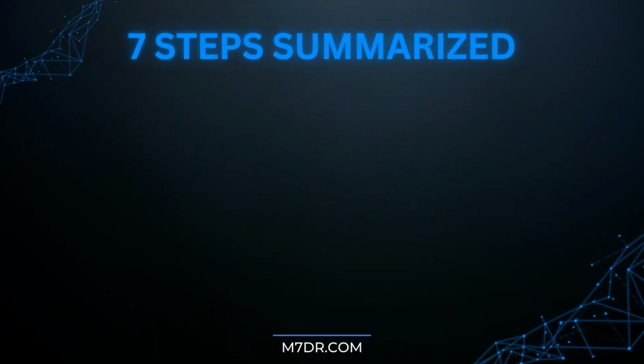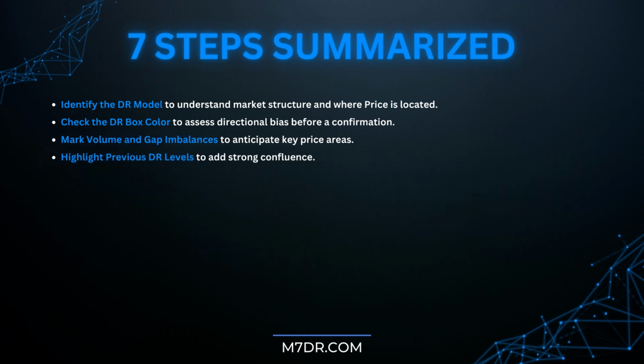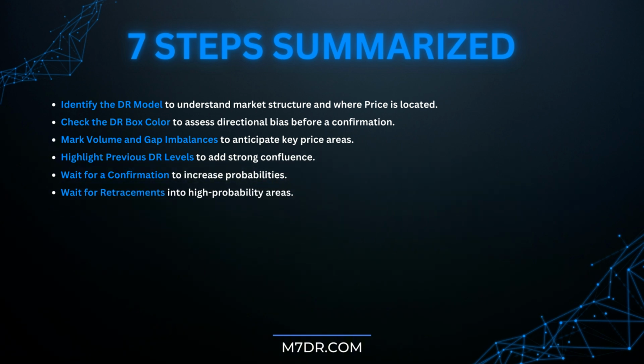Let's summarize the 7 powerful steps for better trade outcomes with DR IDR. 1. Identify the DR model to understand market structure and where price is located. 2. Check the DR box color to assess directional bias before a confirmation. 3. Mark volume and gap imbalances to anticipate key price areas. 4. Highlight previous DR levels to add strong confluence. 5. Wait for a confirmation to increase probabilities. 6. Wait for retracements into high probability areas. And 7. Execute your trade with a clear plan.